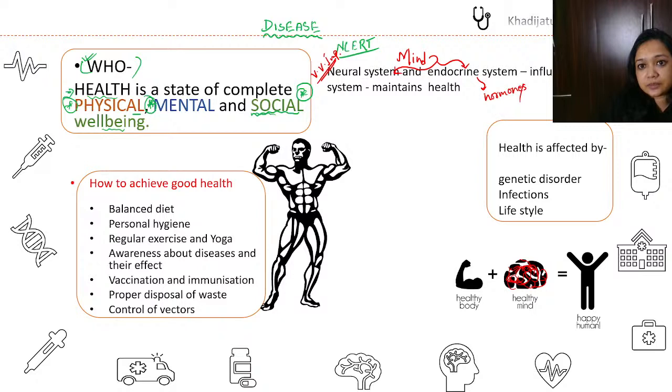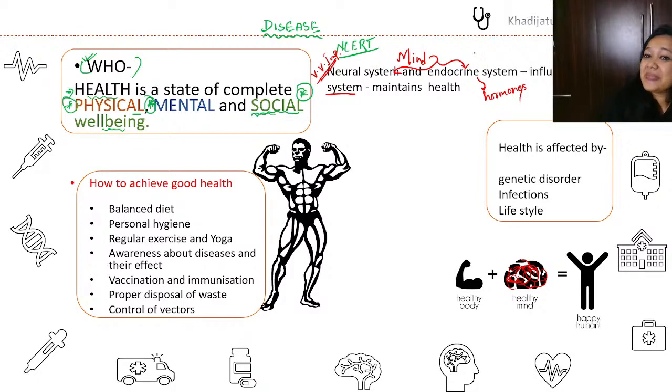We'll study about them when we discuss the endocrine system in detail. It's again a very interesting topic. So mind through neural system and endocrine system influences our immune system. And I need not tell you how important the immune system is. COVID has taught us what immunity is, how important immunity is, right? Again, pause for 2 seconds.